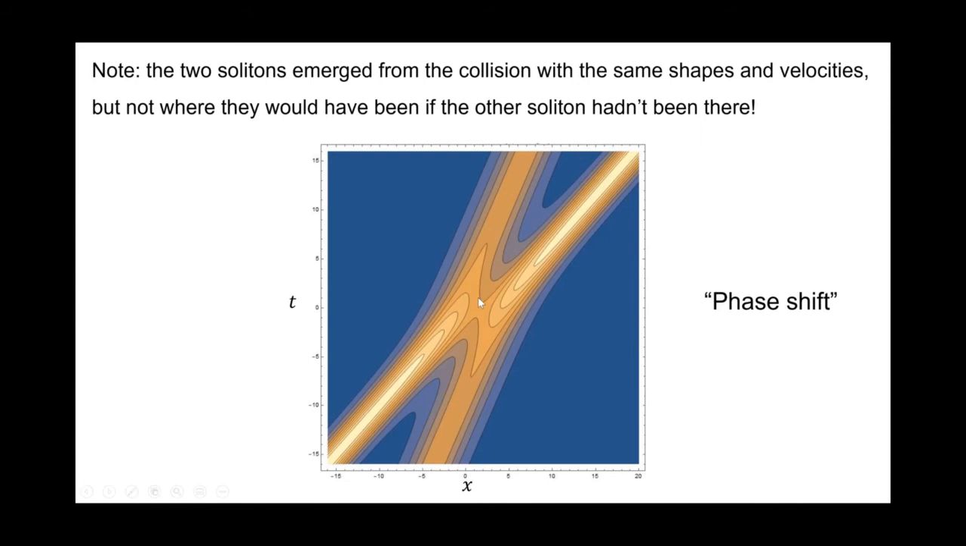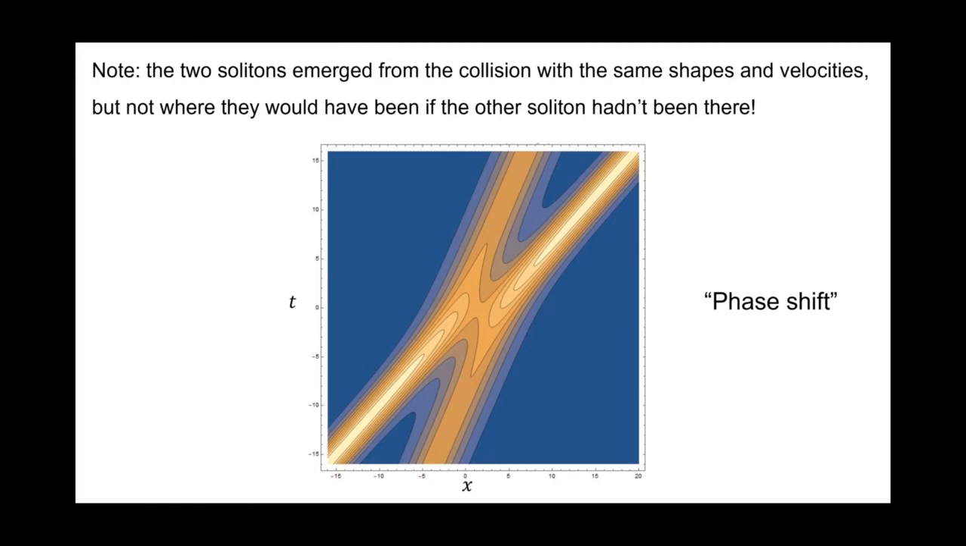But the interesting thing to observe here is that the position of the slower soliton is behind where it would have been in the absence of the other soliton. So in the absence of the faster soliton, the slower soliton would have been somewhere around here, whereas it's behind by a little bit. And similarly, the faster soliton would have been here, but instead it is advanced by a little bit. And this advancement or retardation is called the phase shift.